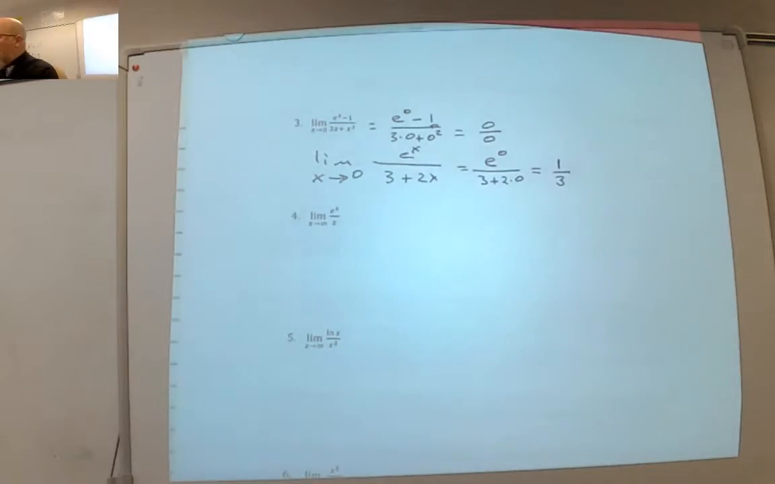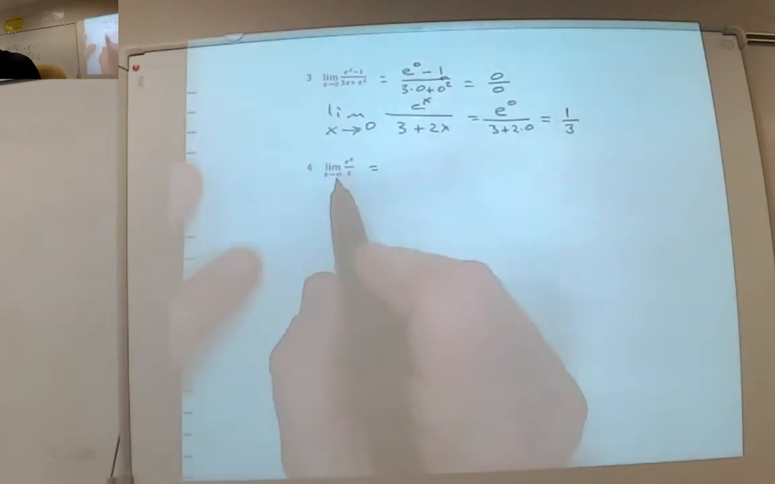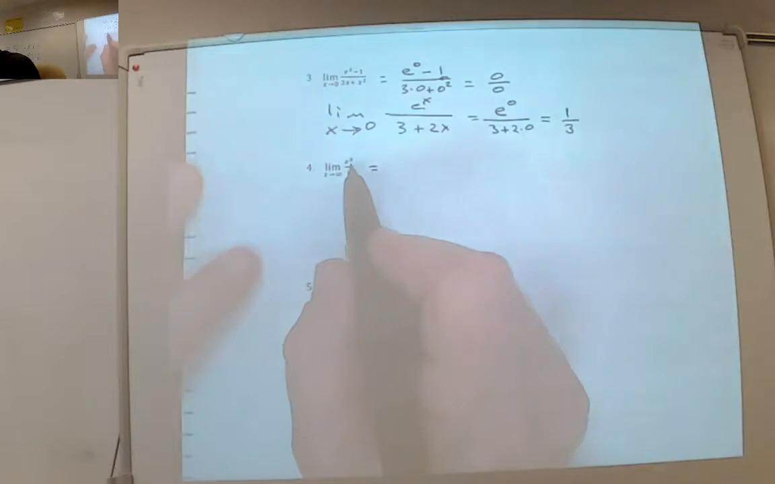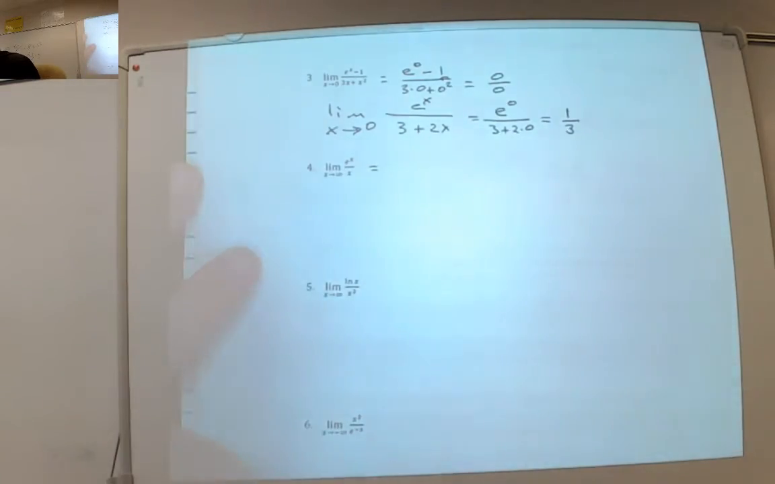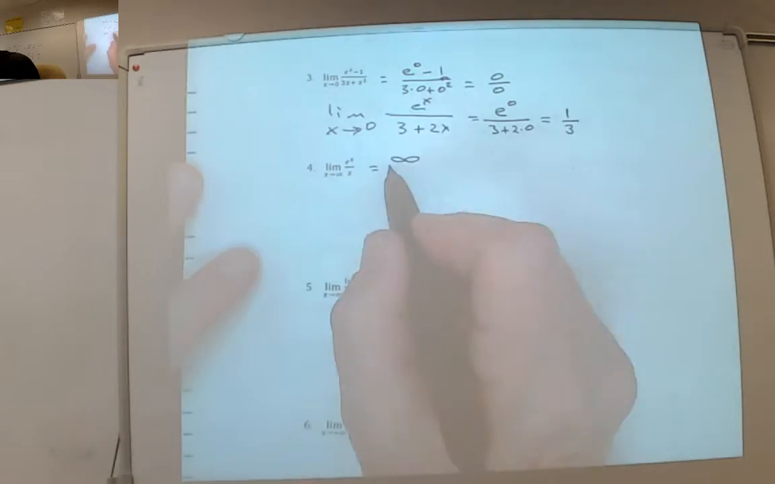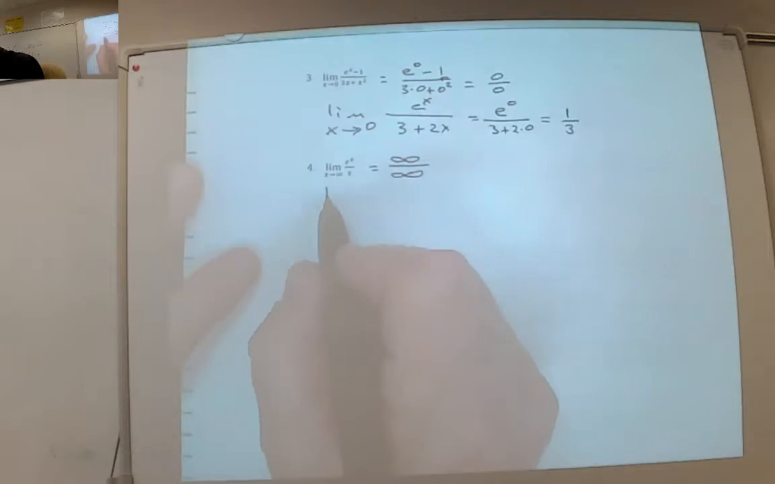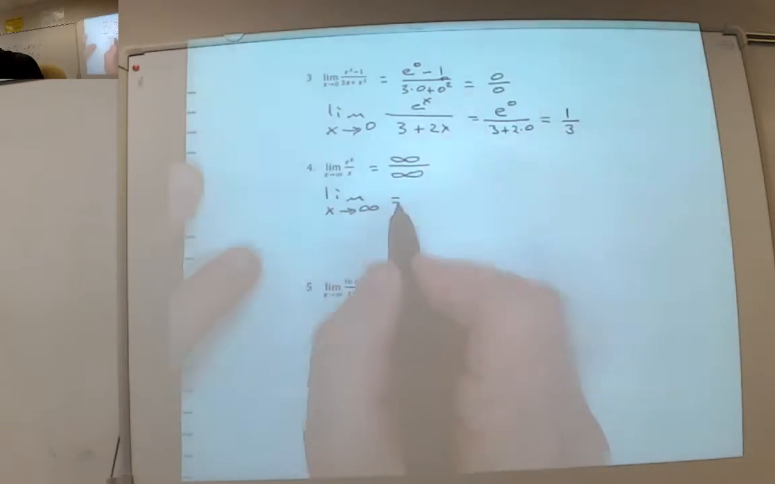It also works when you have infinity. So if I have x and x is getting bigger, Raymond, what can you tell me? Where does e to the x approach as x gets bigger? Positive infinity. So I have infinity over infinity. Would you agree? Yeah. So that means I can take the limit here as x approaches infinity. And what would I get?